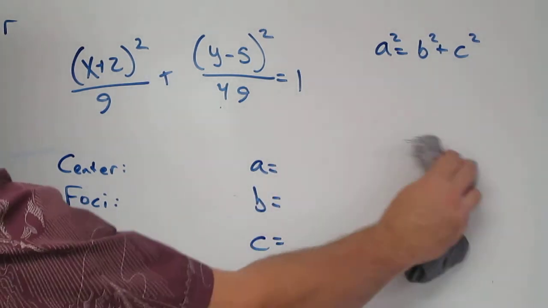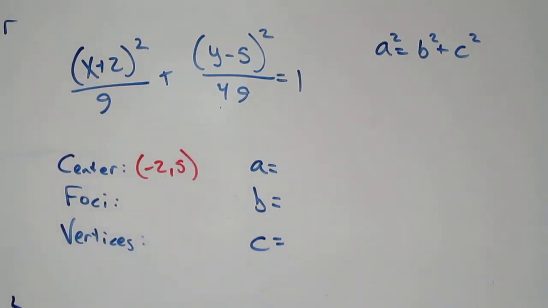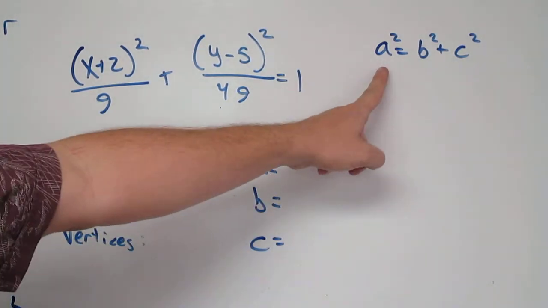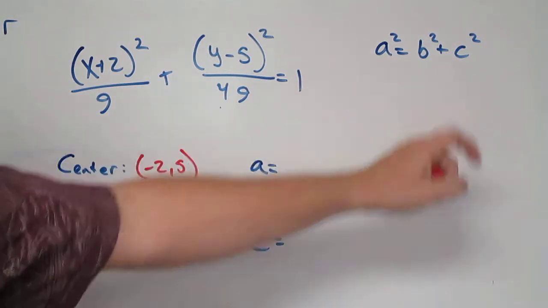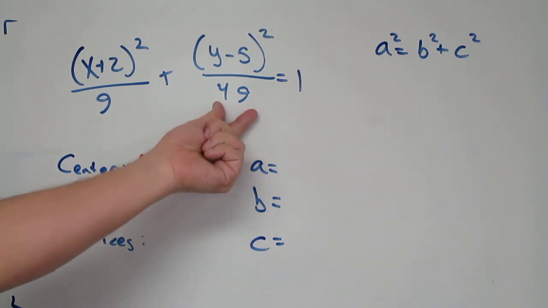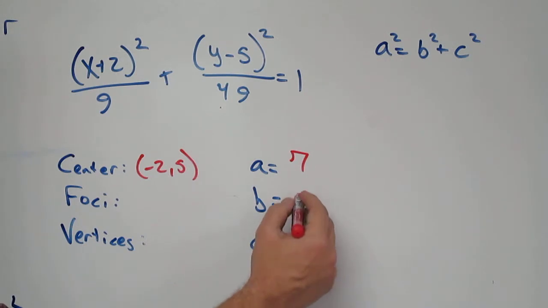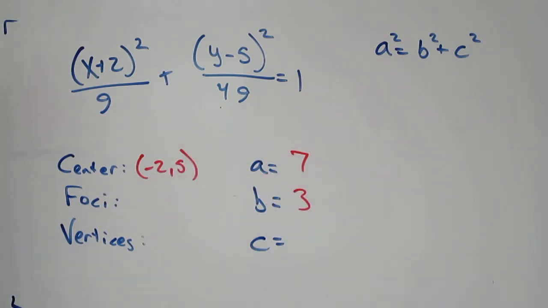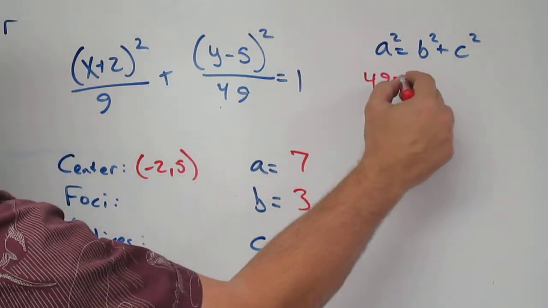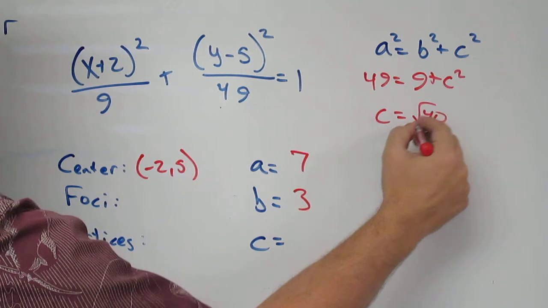So we could still easily pull out our center. It's going to be at -2, 5. And because in our Pythagorean identity a squared is equal to b squared plus c squared, a has to be the largest. So since 49 is underneath the y squared, I'm going to make a equal to the square root of that, or 7. And b is going to be the minor axis, so it's the square root of 9, or 3. If I plug that in, I'd say 49 is equal to 9 plus c squared, and I would end up with c being the square root of 40, which is just 2 root 10.